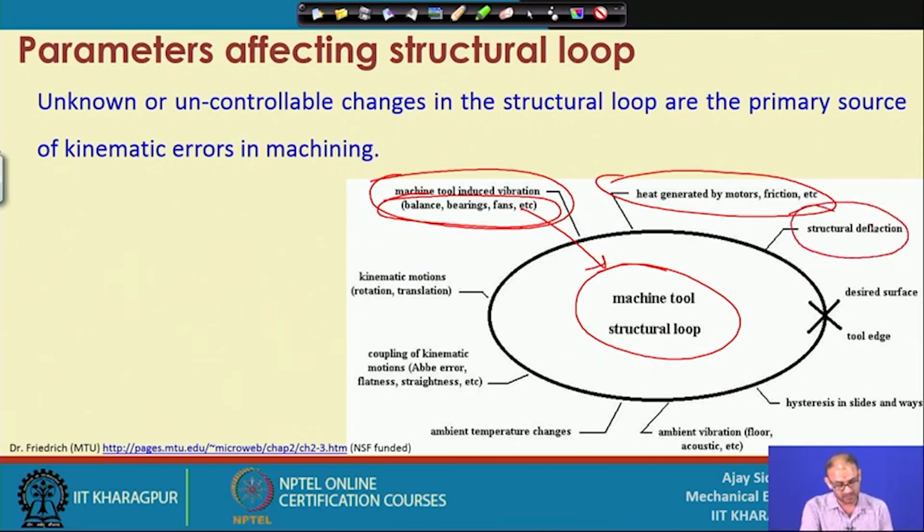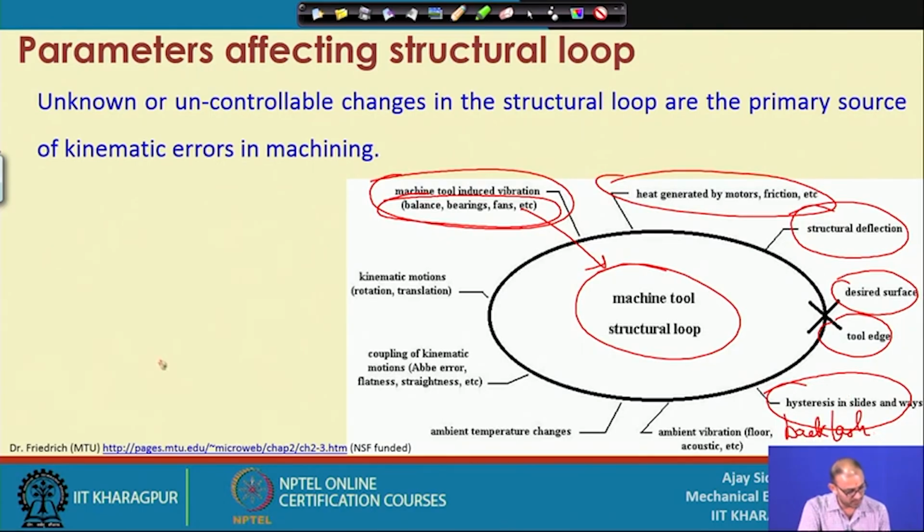Structural deflection is there, because if there is a lot of overhang portion, you end up with loosening of the structural loop. And this is the desired surface, this is the tool edge, then on the other side hysteresis, that means backlash.